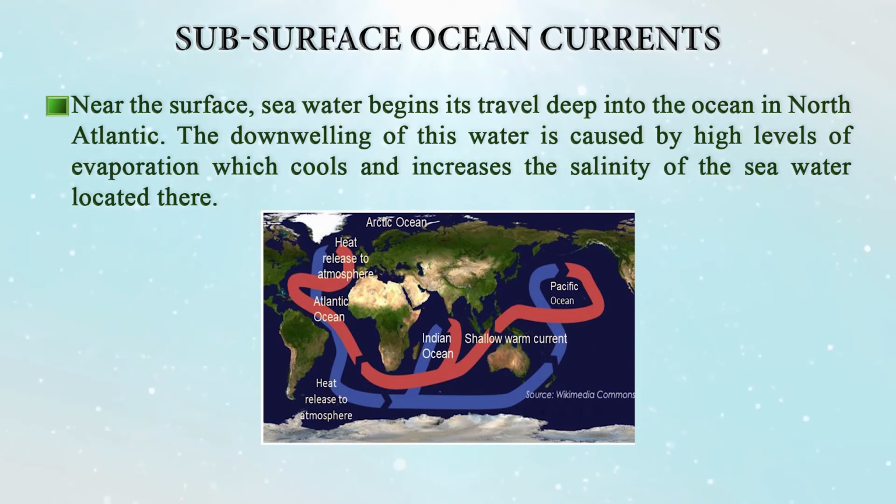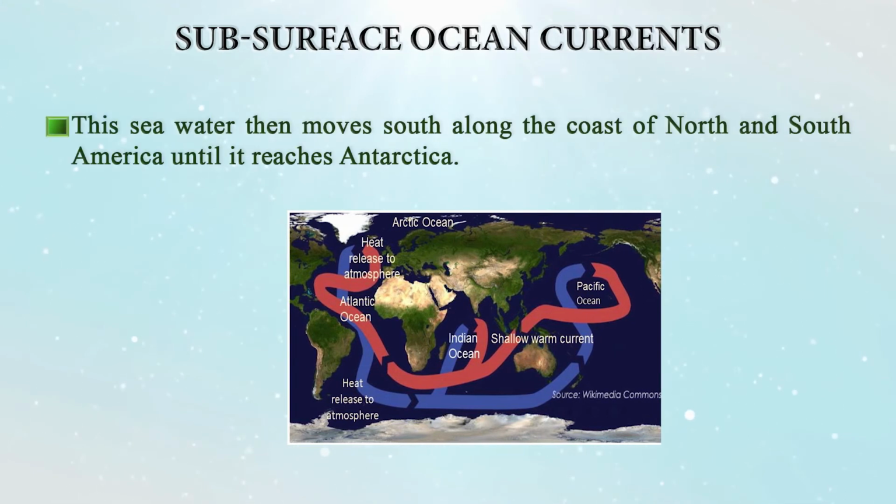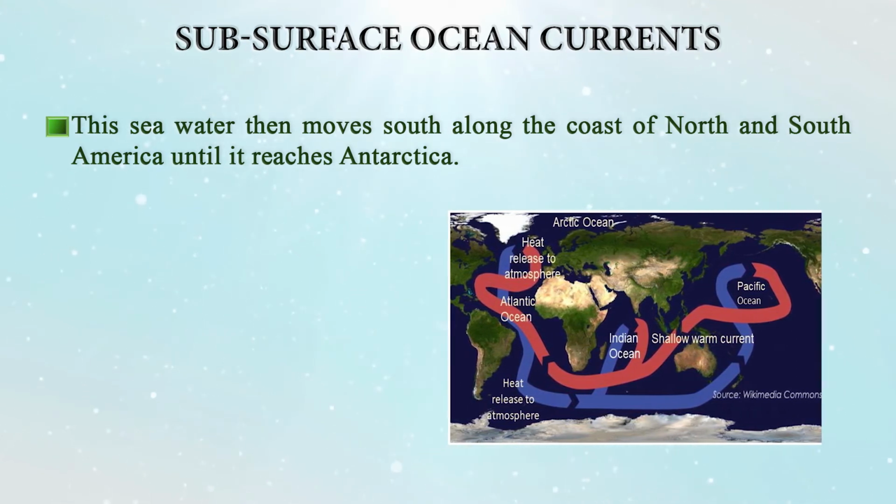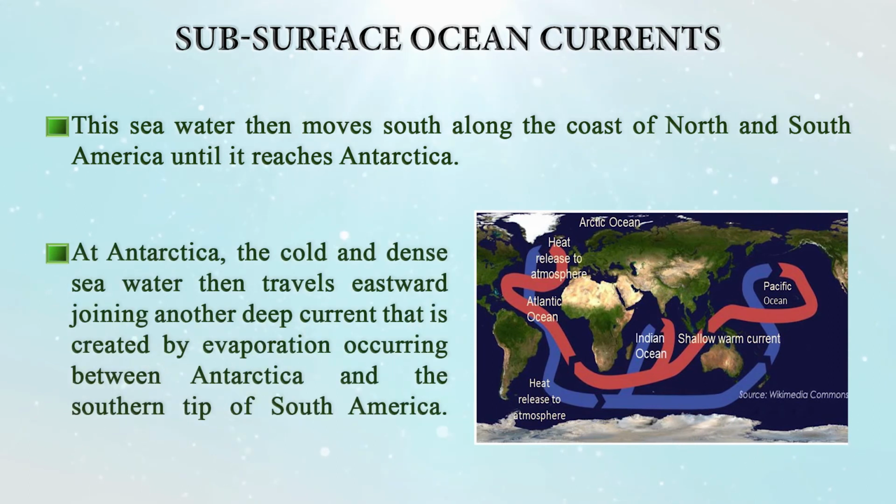You can see in this map that near the surface, seawater begins its travel deep into the ocean in the North Atlantic. The downwelling of this water is caused by high levels of evaporation, which cools and increases the salinity of seawater along the North Atlantic. This seawater then moves south along the coast of North and South America until it reaches Antarctica. At Antarctica, the cold and dense water then travels eastwards, joining another deep current that is created by evaporation occurring between Antarctica and the southern tip of South America.